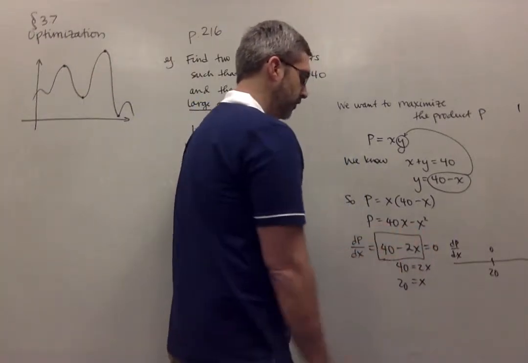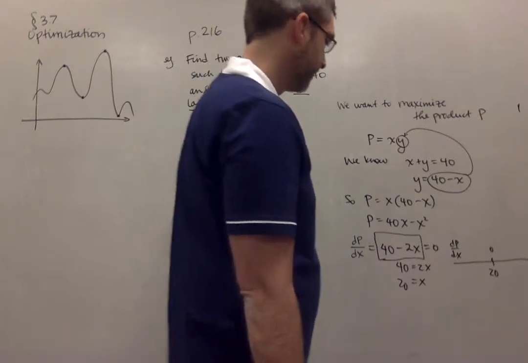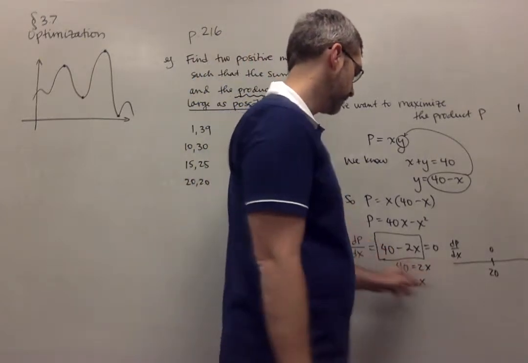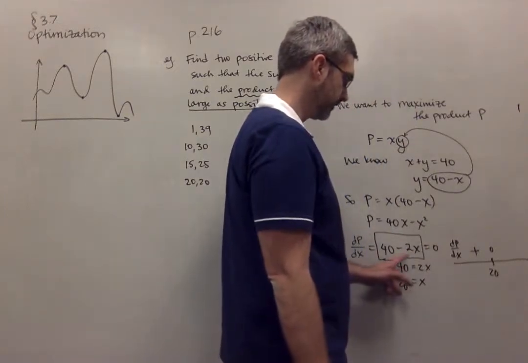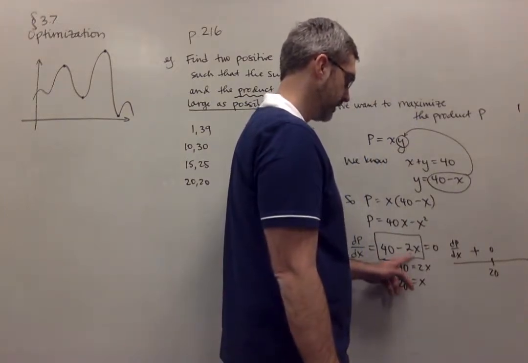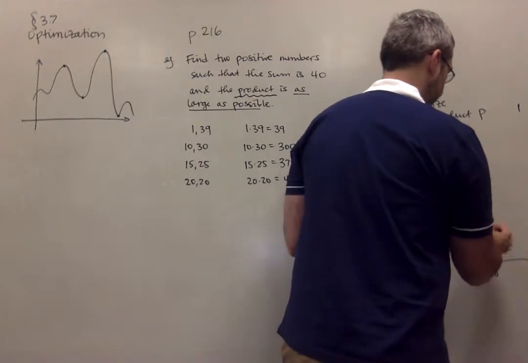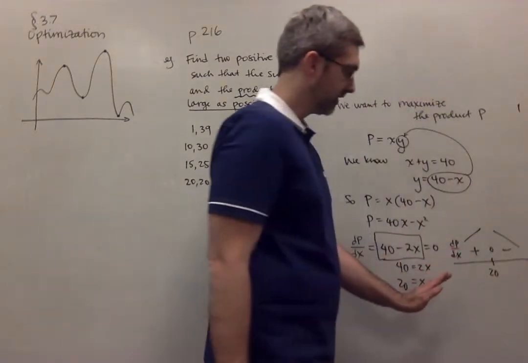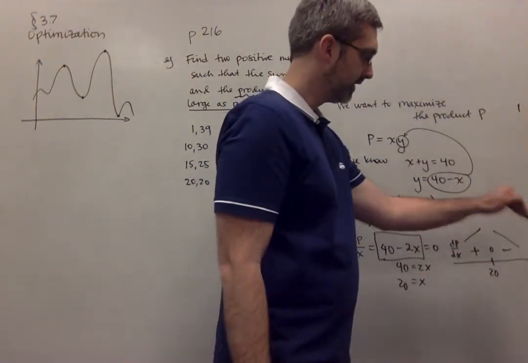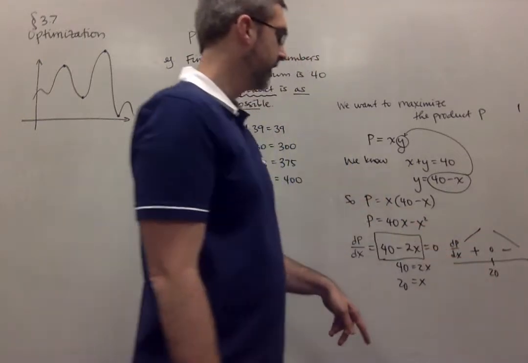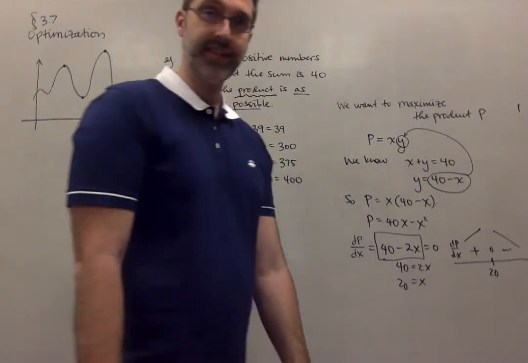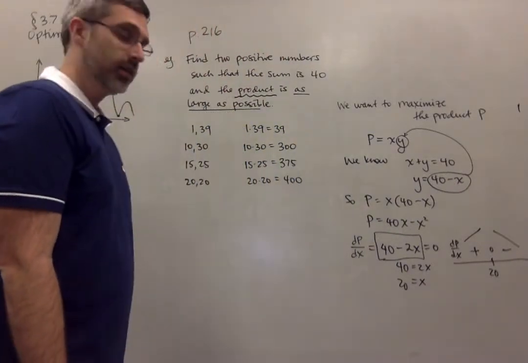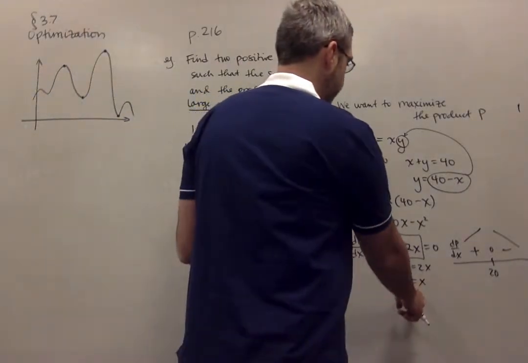If I check points around there, for instance, if I were to plug in 0, that derivative is positive. If I plugged in a really big number, like 40, that number is negative. So I want you to notice it's increasing and then decreasing. So that means that 20 gives me a maximum product, and that's exactly what we were looking for. So x equals 20 is going to give me a maximum product.